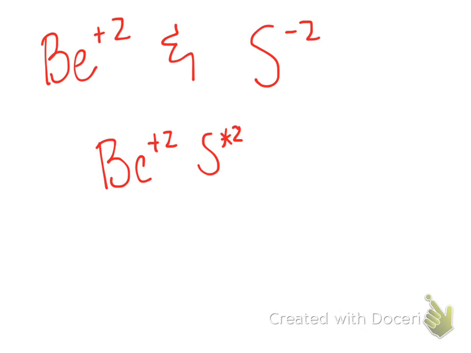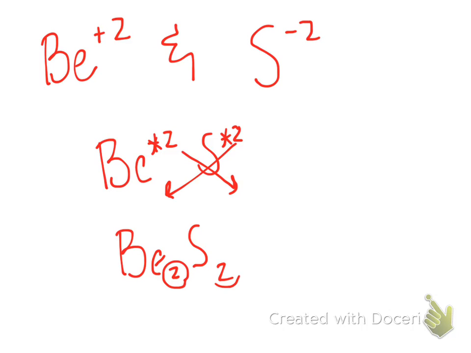If you use the cross-down method, that would leave you with Be2S2, right? Would you agree? But is that the most reduced version of this compound? No, right? These are both 2's, which means we can reduce them each to BeS. That's where the cross-down method can be troublesome. You have to reduce that compound back to its lowest form.